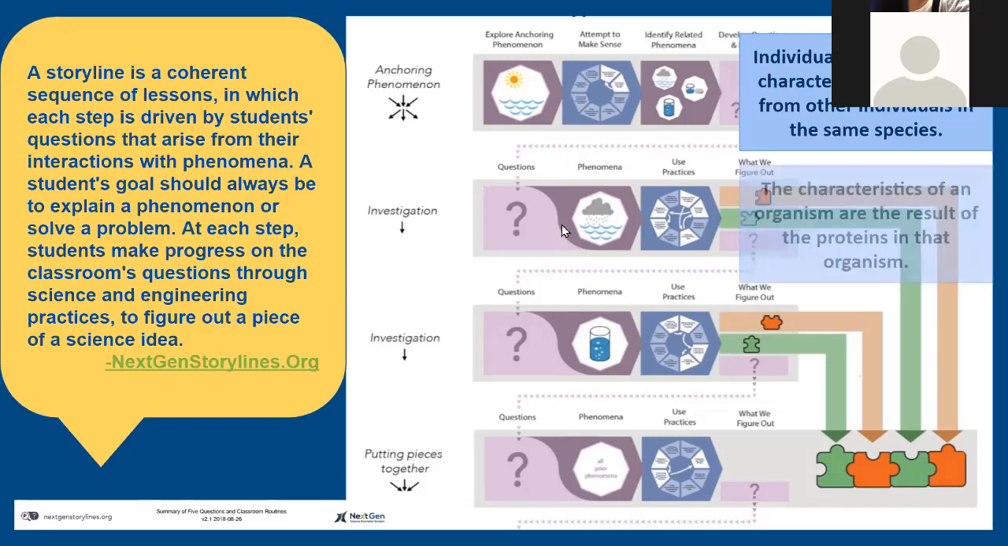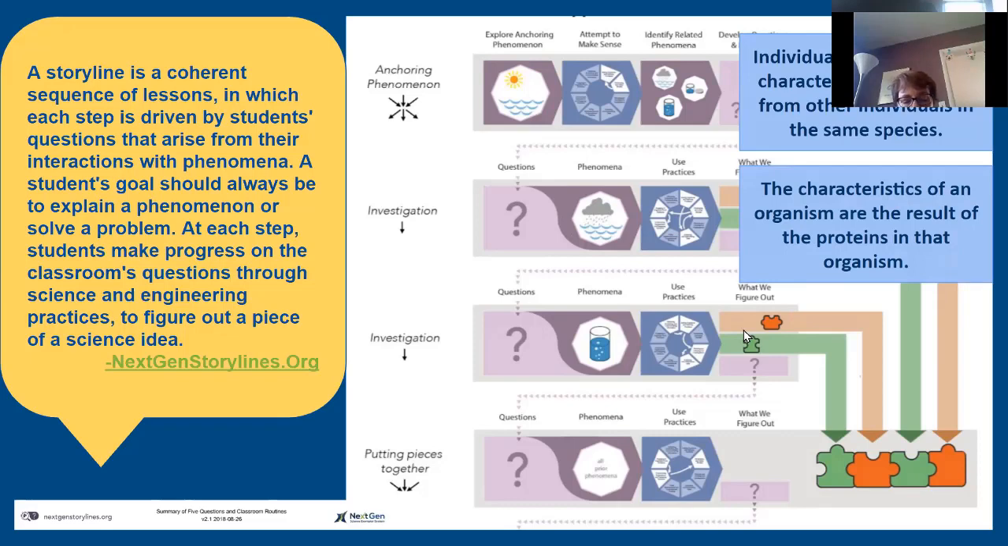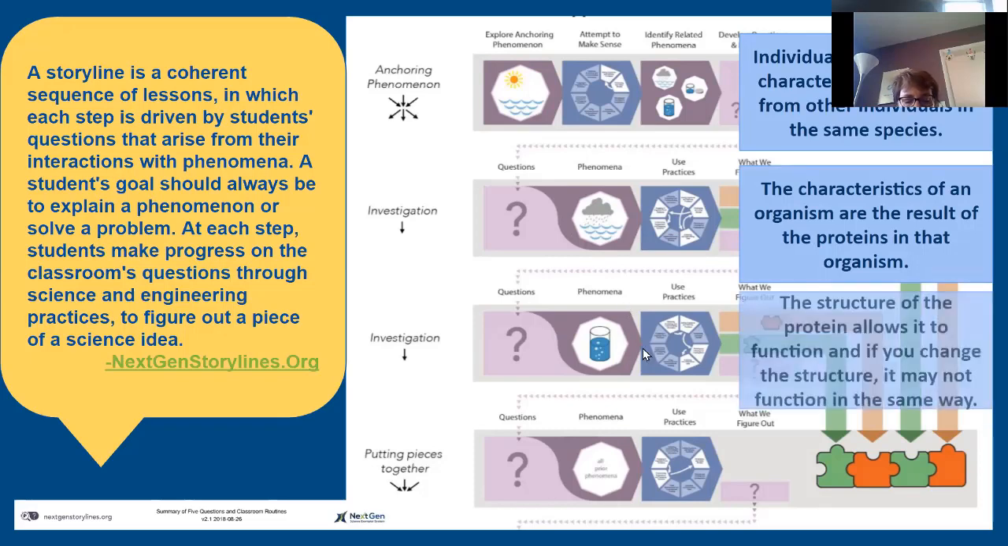And from that, they found out that the characteristics of an organism are the result of the proteins in that organism. And so they were like, oh, okay, but then why are their proteins different? And so then our next investigation, our next lesson, they figured out that the structures of the proteins allow it to function. And if you change the structure, it may not function the same way.